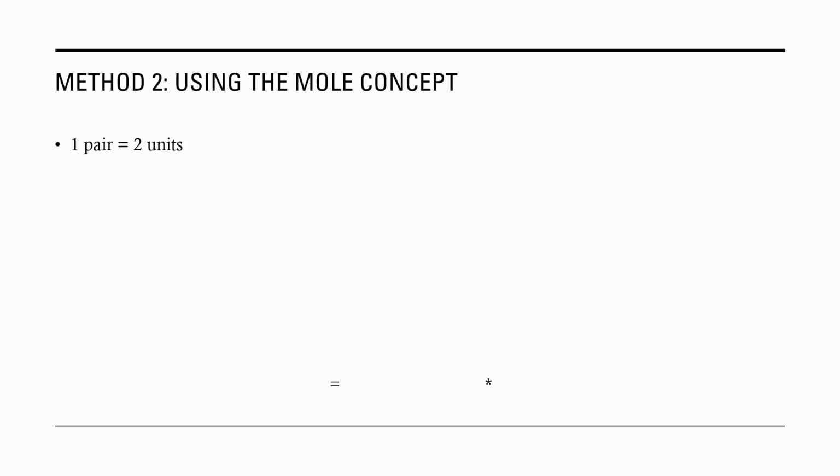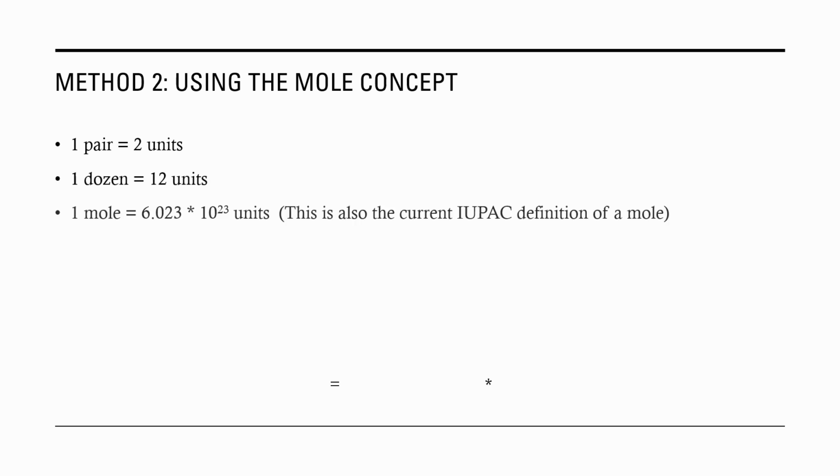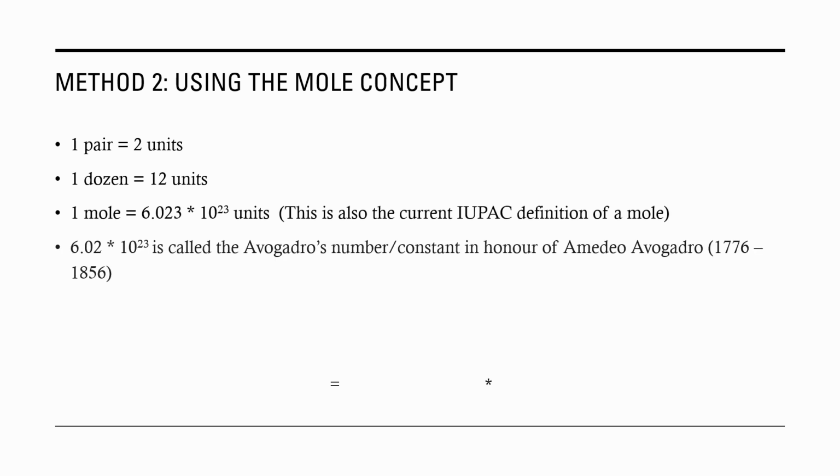So you probably know that one pair of anything consists of 2 units of something. 1 dozen of something contains 12 units of whatever that something is. Much in the same way, 1 mole of something is 6.023 times 10 to the 23 units of something. And this is also the current IUPAC definition of a mole. 6.023 times 10 to the 23 is called Avogadro's number or Avogadro's constant in honor of the chemist that made a lot of contributions in this field.